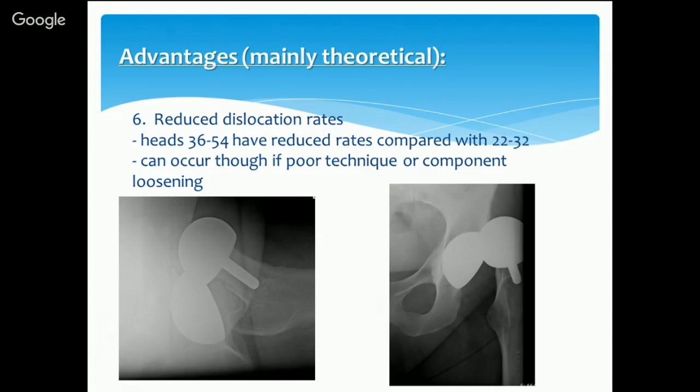This is when a hip replacement has been done and the hip dislocates. By using a larger head, we reduce the dislocation. It is not perfectly true. It depends on the soft tissue tension of the hip. If your soft tissue becomes lax, if the posterior soft tissue becomes lax, it will automatically dislocate.